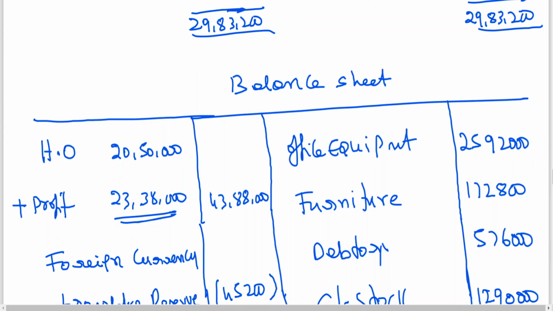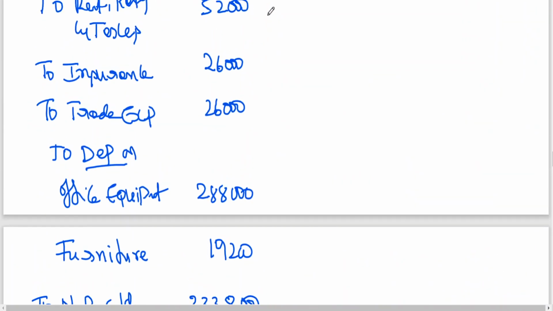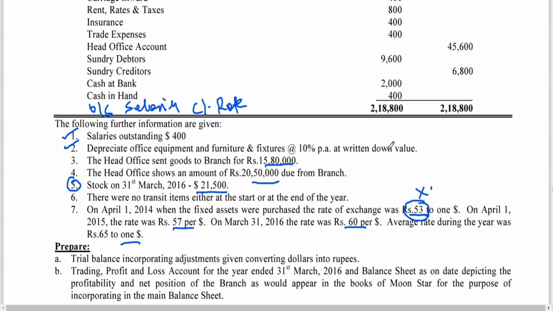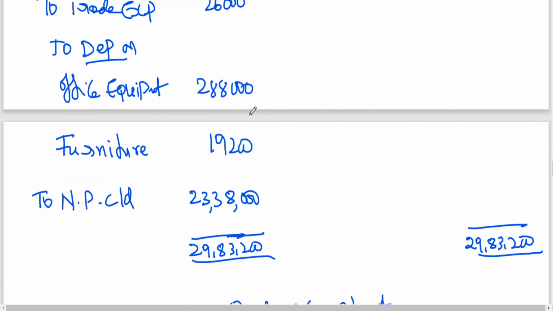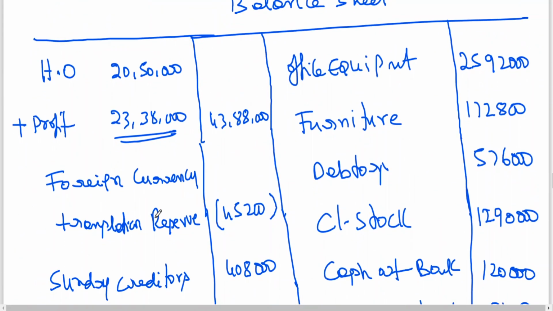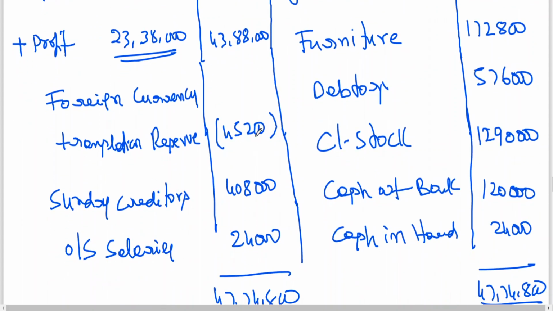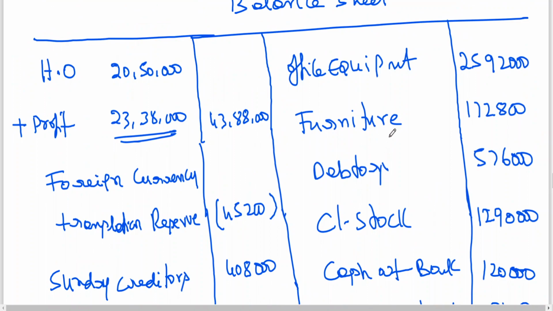Head office account has been given. We already saw that. Why has head office been given here, 20,50,000? So that you have added the profit. Foreign currency, I told you we are getting the difference on the debit side in the trial balance conversion, so we'll be calling this the foreign currency translation reserve. Sundry creditors, outstanding salaries we have already done. This is the balance sheet liability side.